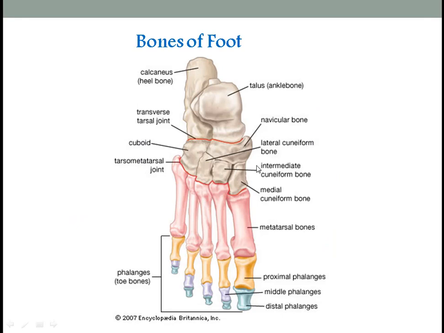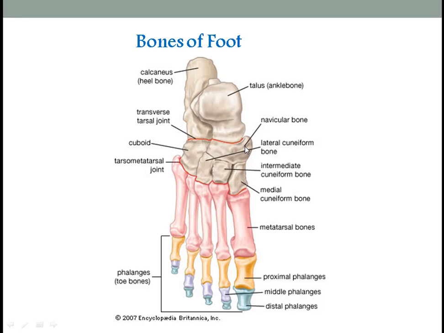Again, here these are the tarsal bones, metatarsal bones, and the phalanges. The tarsal bones include the talus. Here the bone articulates with the tibia and fibula at the ankle joint, so we sometimes call it the ankle bone. And here we have the calcaneus, also known as the heel bone.